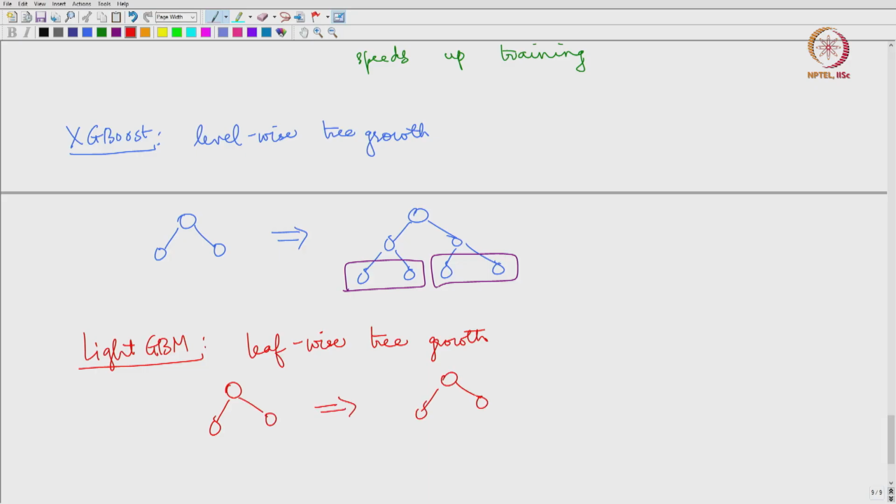So then at the second stage this leaf may grow, and then in the third stage one of the leaves may further grow, right. So you can see what the difference is in between leaf and level wise growth, and this also makes a difference in the speed of training of these gradient boosted decision tree models.